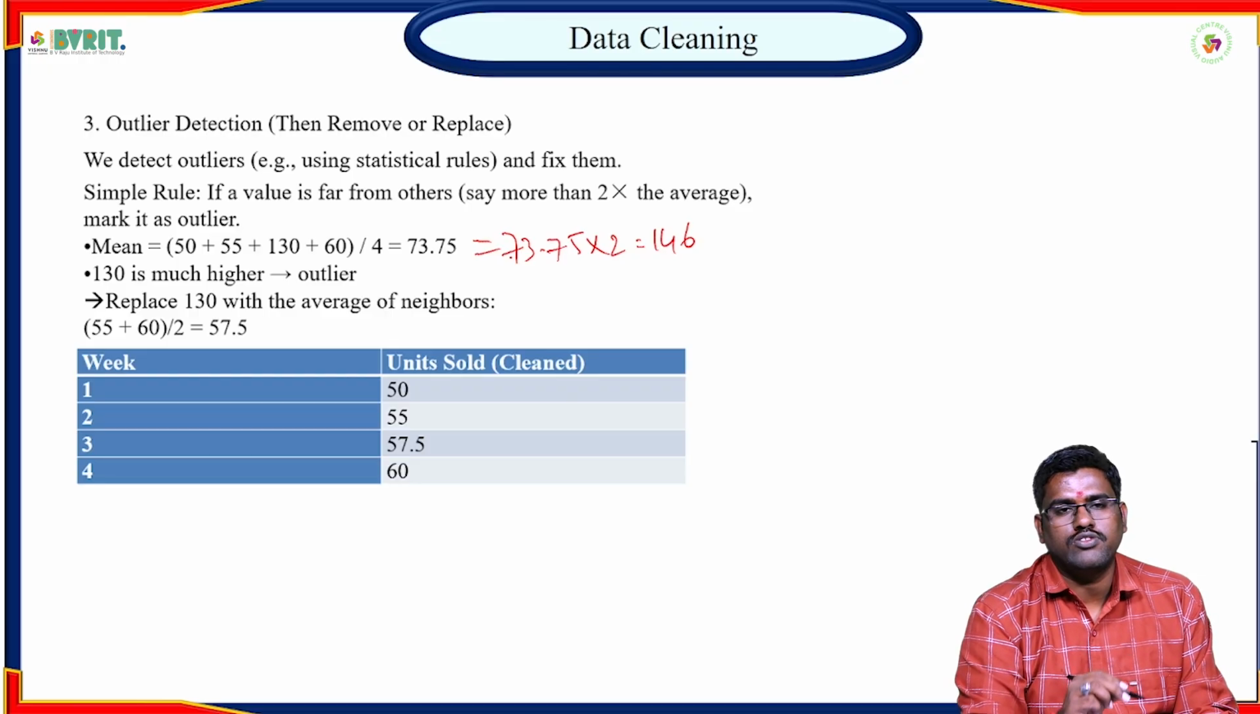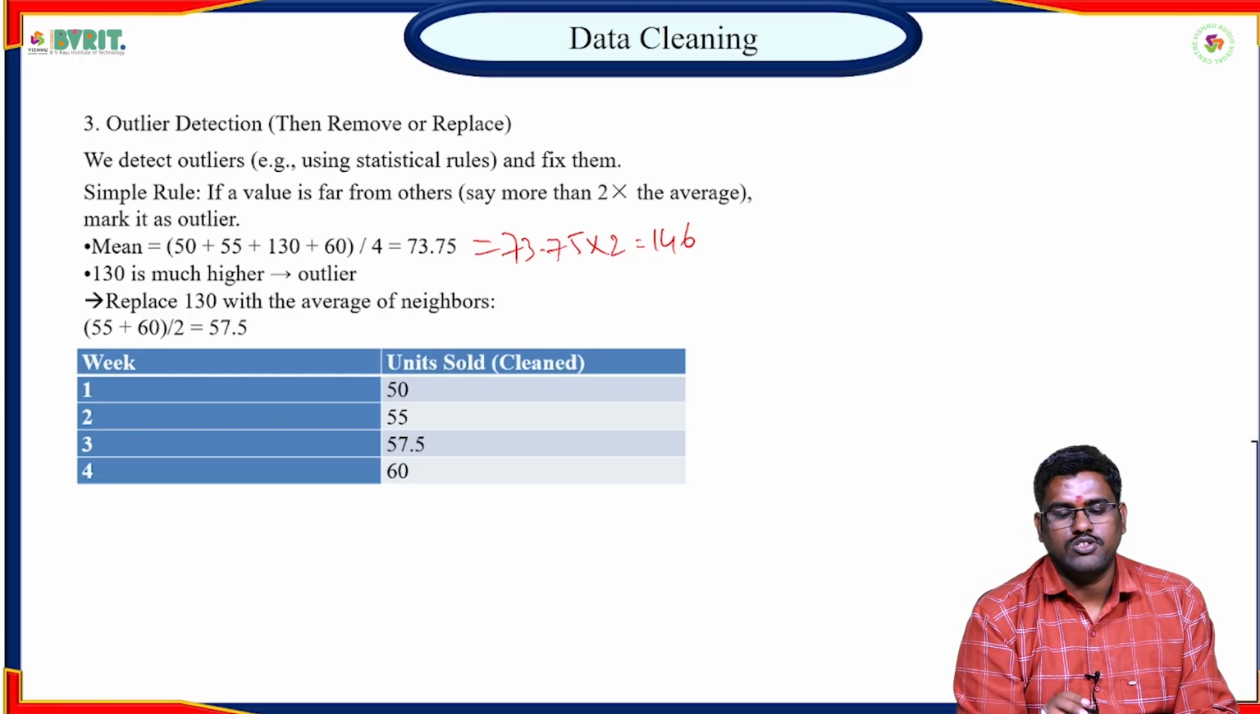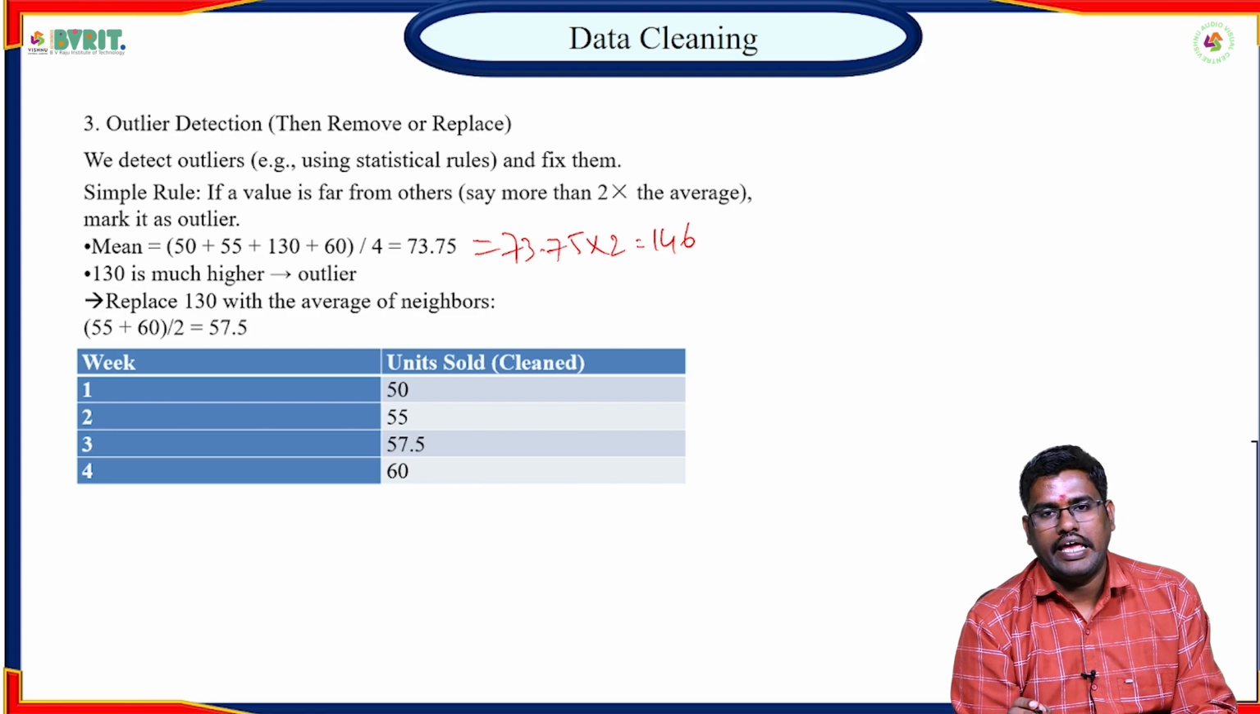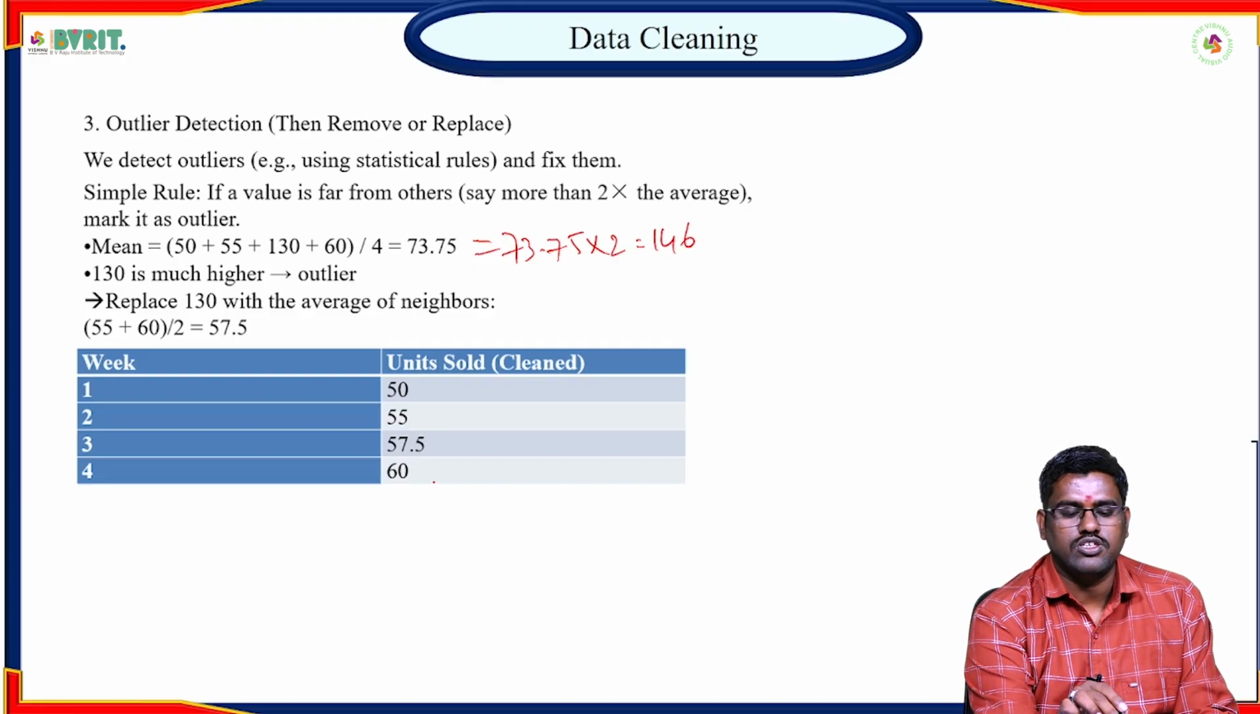Our value is 130, which is less than that number, so we don't consider it. That is the outlier value. Then we take the near values for 130, which are 55 and 60. So 55 plus 60 divided by 2 is 57.5. That 130 is replaced with 57.5.